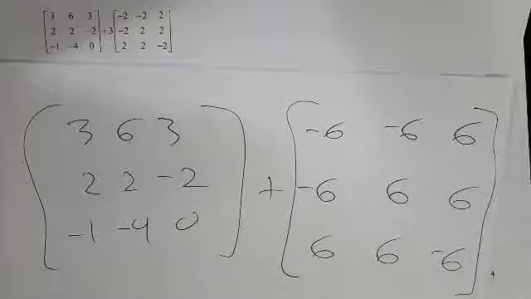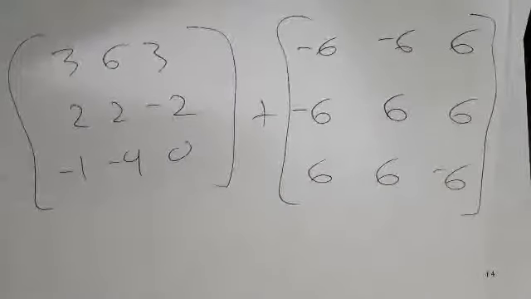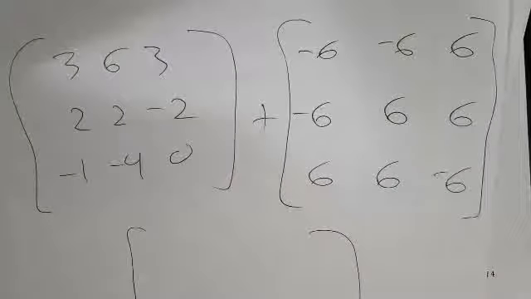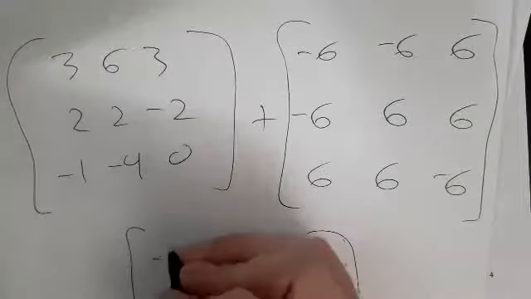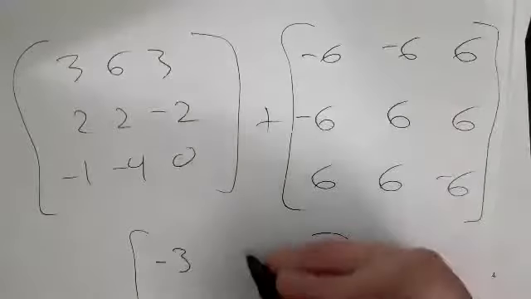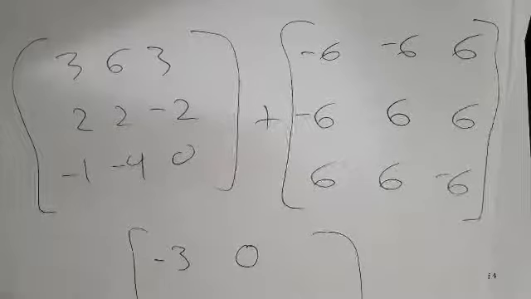Did I get my negative signs correct? I think so. Yeah, that's it. 3, 6, 3, 2, 2, 2, minus 2, minus 1, minus 4, 0. Now, hopefully we add these things correctly. Negative 3. Yep, so we're adding corresponding entries. So 3 and minus 6 gives me minus 3. This one should give me 0, and the last one should give me, do we see it?